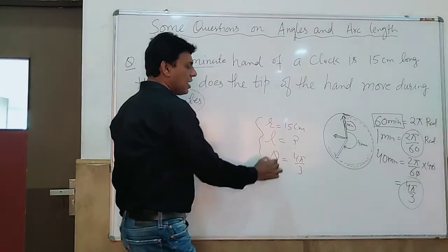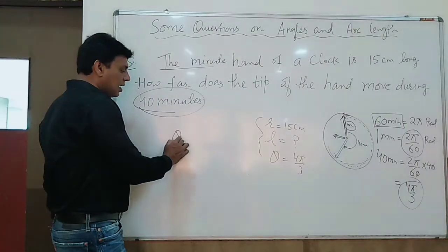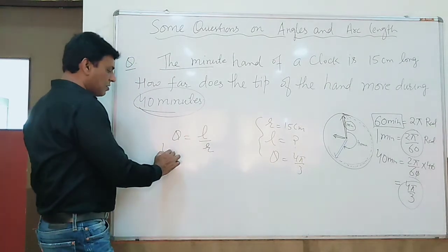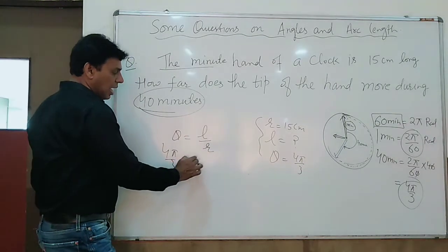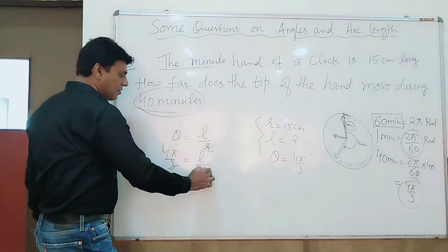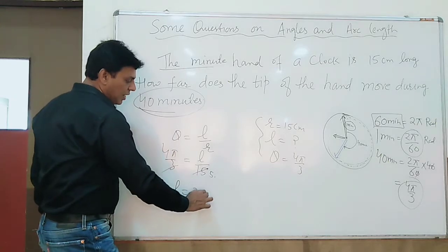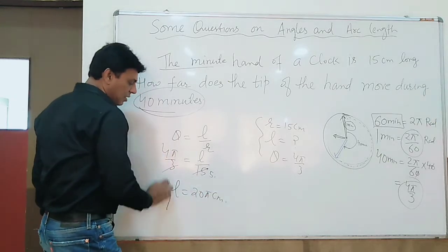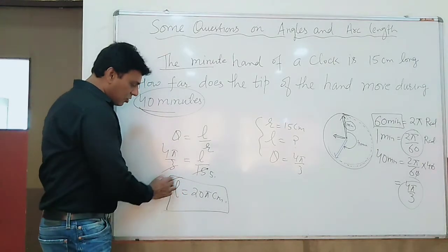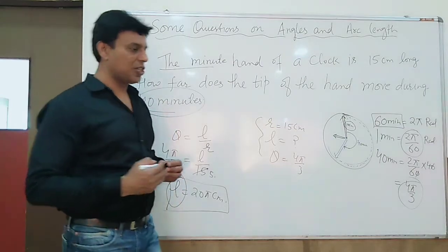Now you know these three are related: theta, L and R. So what is the formula? Theta is equal to L upon R. Theta is 4 pi by 3, and L we have to find. R is 15. 3 5s are 15 and 5 4s are 20. So L is equal to 20 pi centimeter. You can put the value of pi also, or you can leave the answer here. So this is your L. For more interesting questions, keep watching.